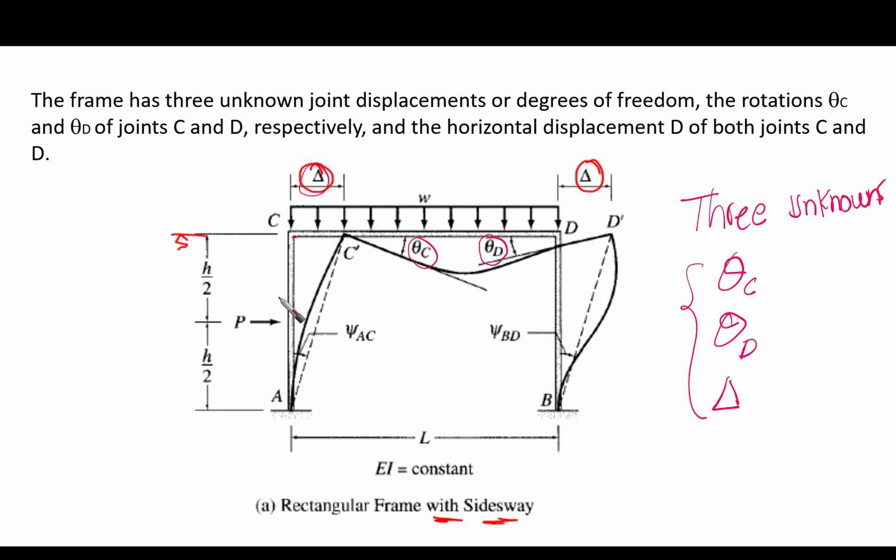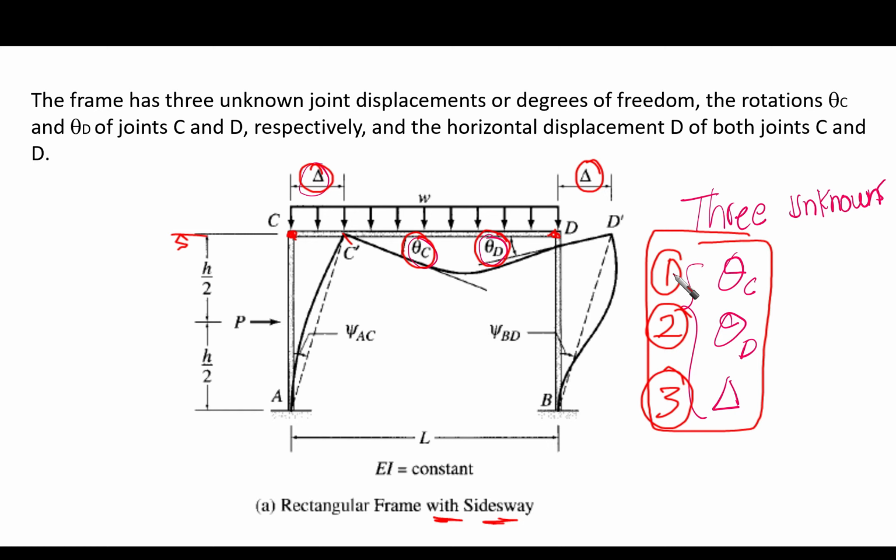And at the same time, we are going to find that point C and point D are free to rotate. As you can see, they are free to rotate. So we have theta C and theta D. This means that we have three different unknowns in our problem. The first unknown is theta C, the second is theta D, and the third is delta. Okay, these are the three main unknowns that we have here.